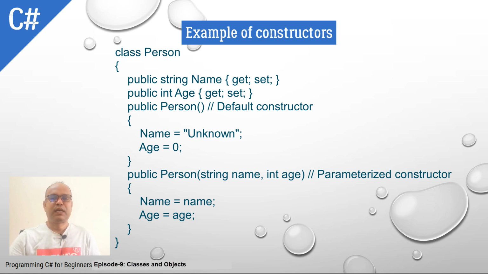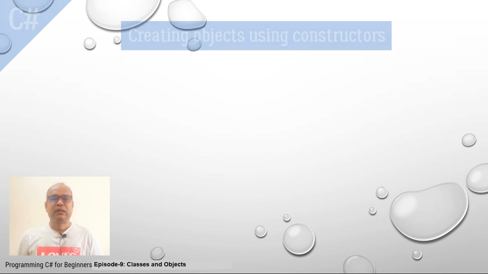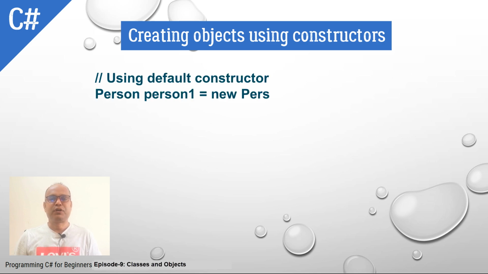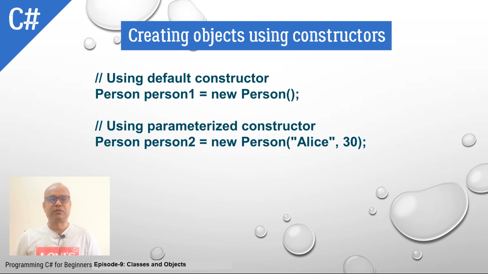Look at the parameterized constructor. Here the method has the same name as the class with parameters string name, int age. Here is creating objects using constructors. Using default constructor: person1 = new Person(). Using parameterized constructor: person2 = new Person("Alice", 30).